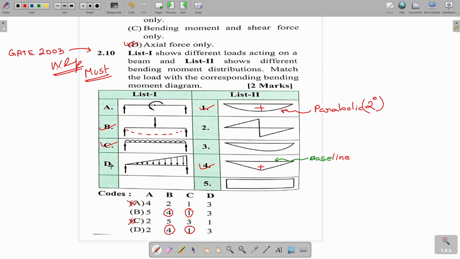Now we are left with option number D and option number A. From this question it is given that option D is 3. Therefore we can write that this is option number 3. This is positive. This is a cubic parabola, that is of 3 degree, since the loading intensity here is of 1 degree. The loading is 1 degree.